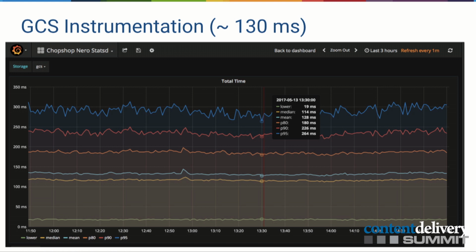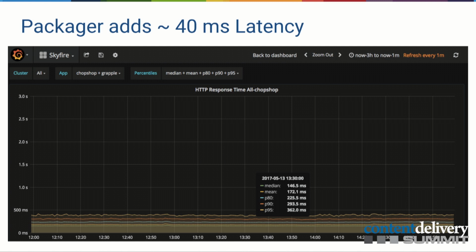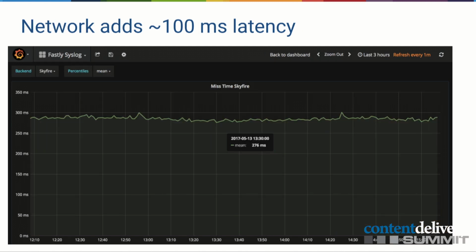This is the instrumentation from Nero, and this is from ChopShop to GCS. It's about 130 milliseconds average, and the packager is adding about 40 milliseconds. This is the origin latency, and then we use, as I said at the beginning, Fastly and Akamai, and Level 3. Fastly has this real-time logging, which we used to monitor from the shield to the origin. Our origin latency was around 100 milliseconds.